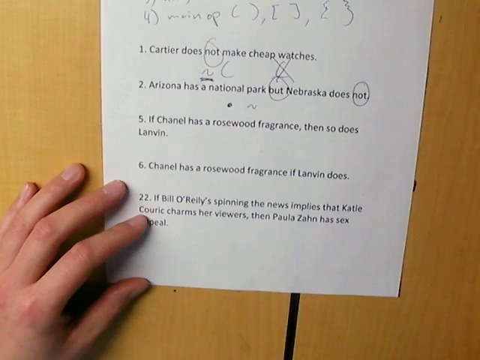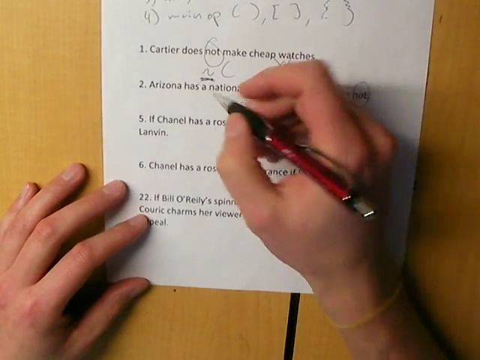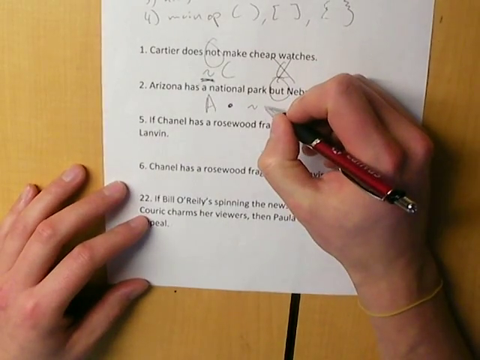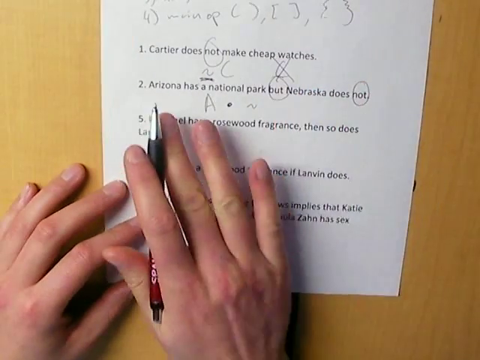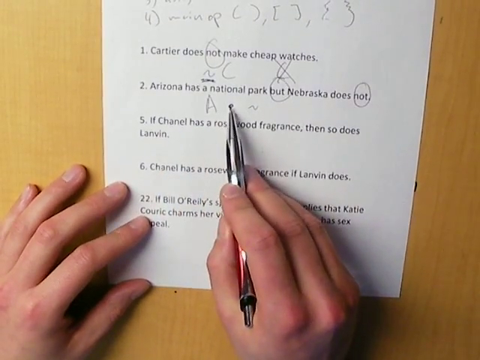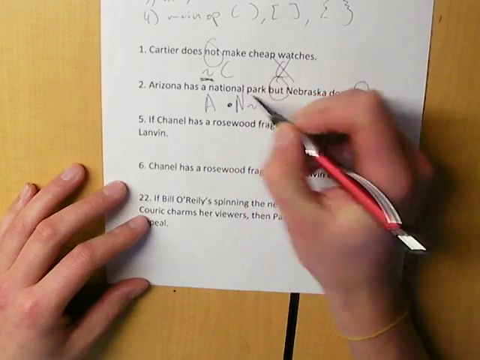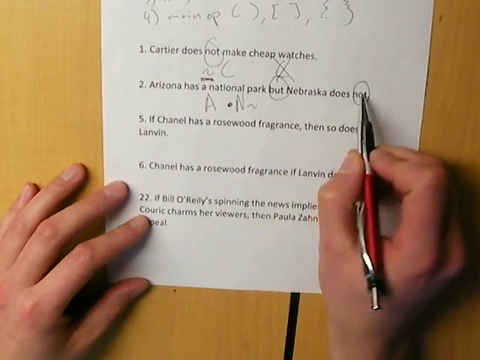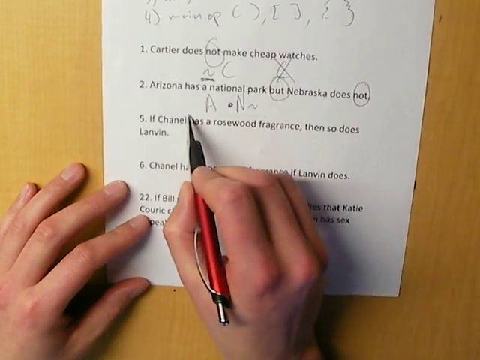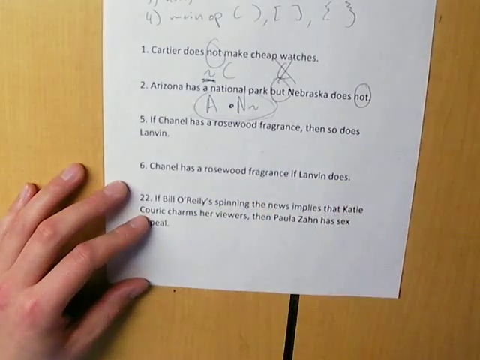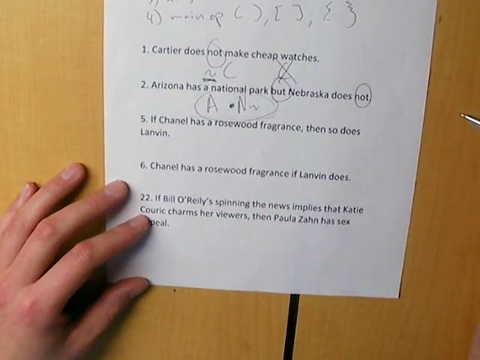Step 3, let's plug in variables. A for Arizona having a national park, N for Nebraska. If we take this as it comes, Arizona A, but dot, N, Nebraska, and the tilde here would represent not. If we take it exactly as it comes, that would be our translation, A dot N tilde, but that of course is not a well-formed formula.